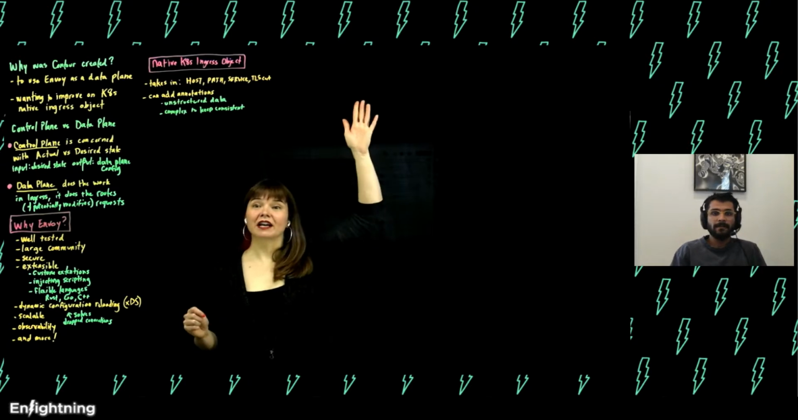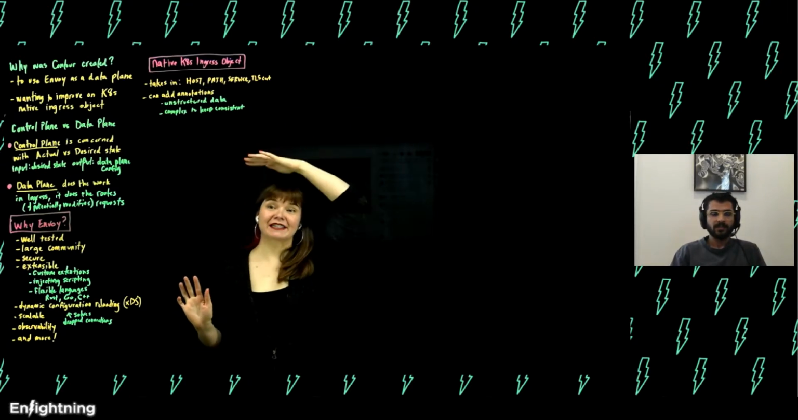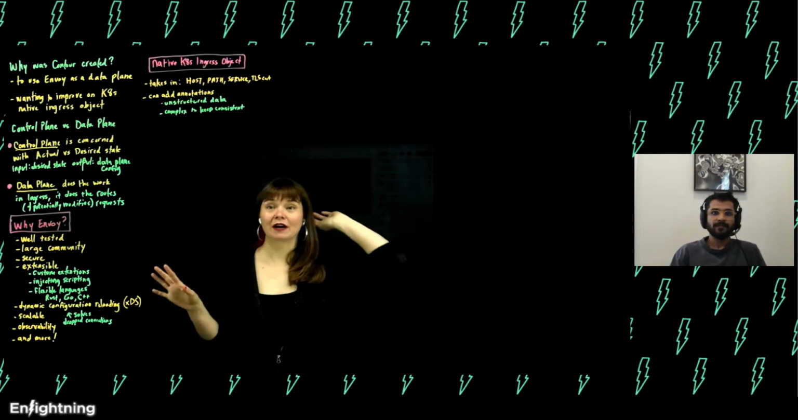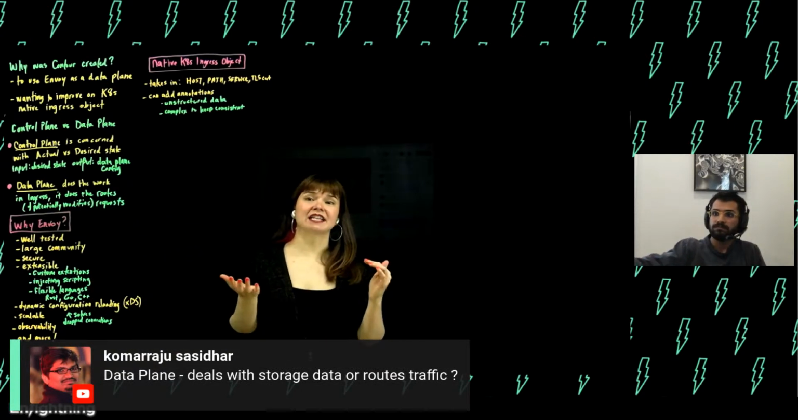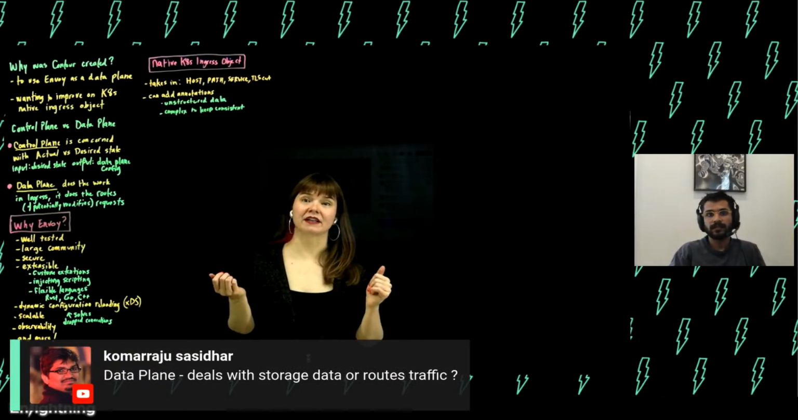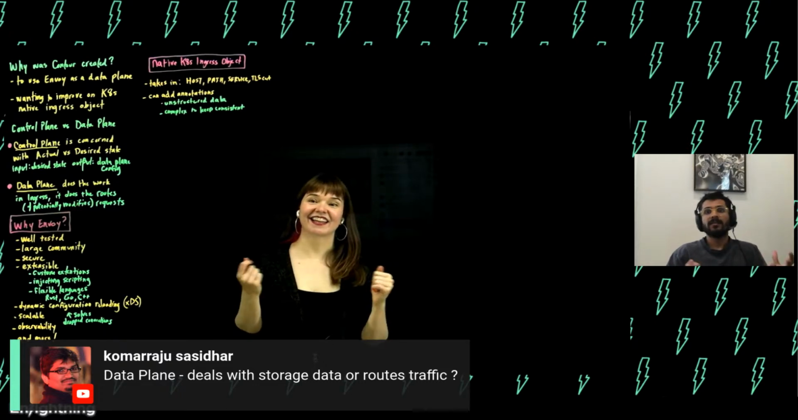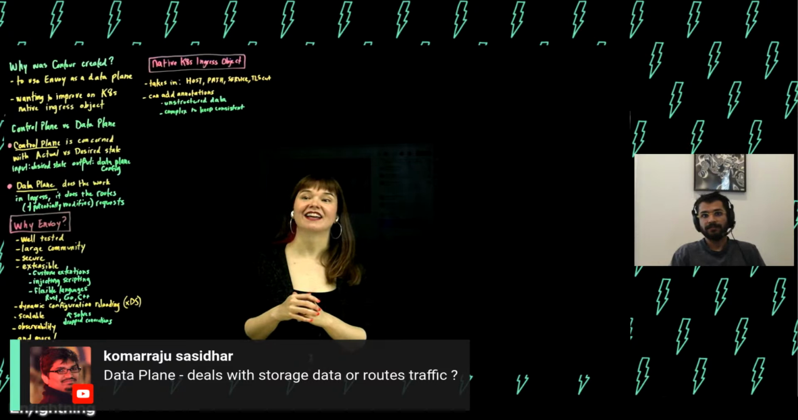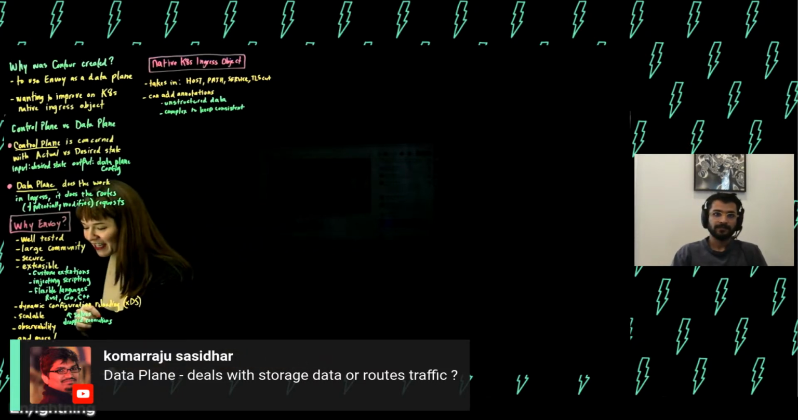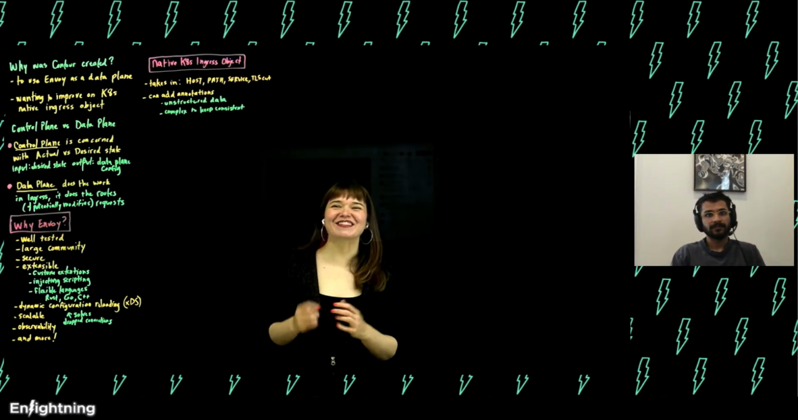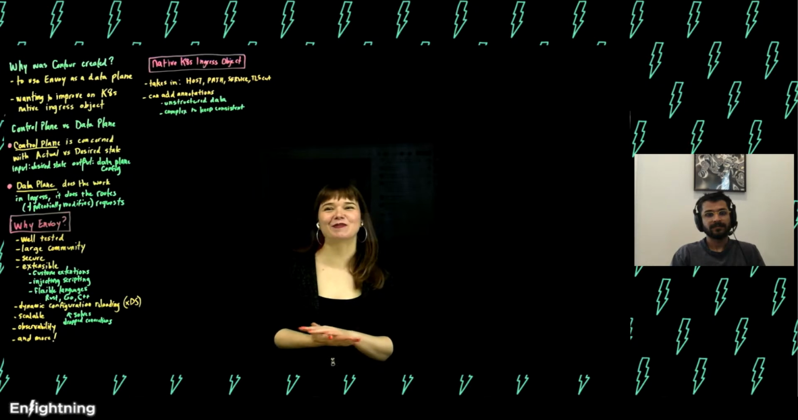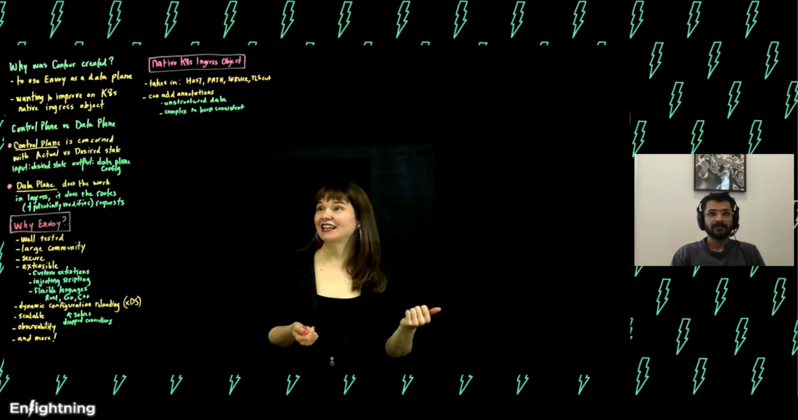Okay, I'm gonna stop you there. I want to hear about personas and definitely write down about personas. I want to acknowledge Kormaju's question: does the data plane deal with storage data or routing traffic? In the general sense, data plane can mean many things, but in the context of Ingress, it will mean routing traffic. That is a very important distinction and a great question, and part of why Kubernetes can be so confusing to learn. In different contexts, the words data plane might mean totally different things.